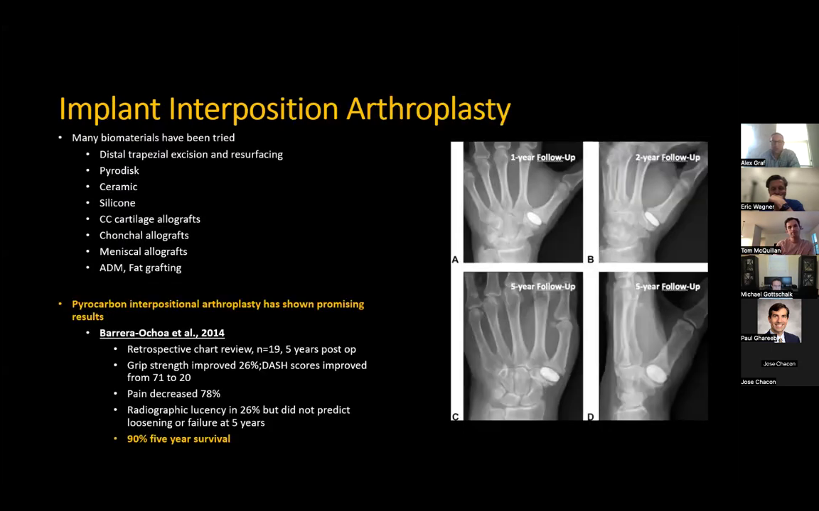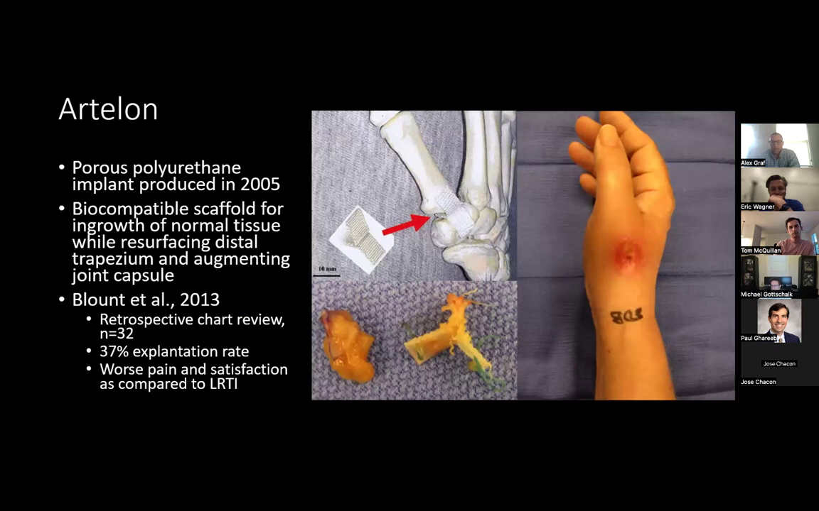Implant interposition arthroplasty. So over the years, many biomaterials have been tried. The reality is many of them have ended up failing. I think in any CMC talk, when we talk about all the innovation, and you go to the meetings, Artelon was an implant. It was a porous polyethylene implant in 2005, with the thought that you could just resect the trapezium and put this in as an interposition that would help prevent subsidence and stabilize the thumb. And this was a disaster.